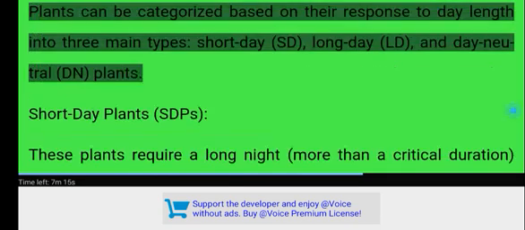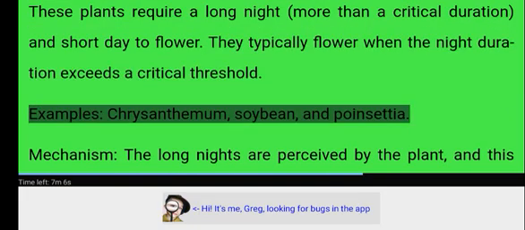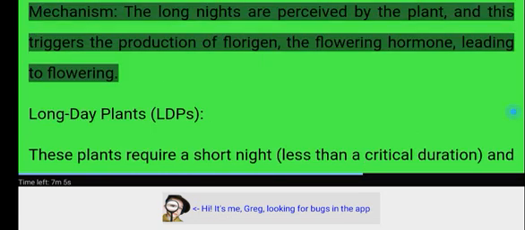Types of photoperiodic responses. Plants can be categorized based on their response to day length into three main types: short day (SD), long day (LD), and day neutral (DN) plants. Short day plants (SDPs) require a long night, more than a critical duration, and a short day to flower. They typically flower when the night duration exceeds a critical threshold. Examples: chrysanthemum, soybean, and poinsettia.